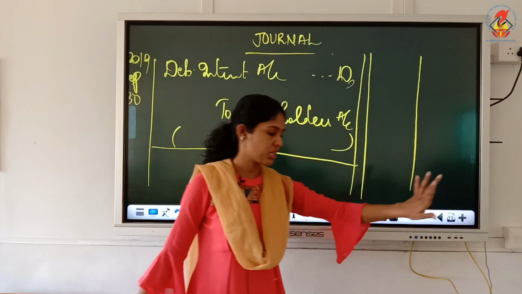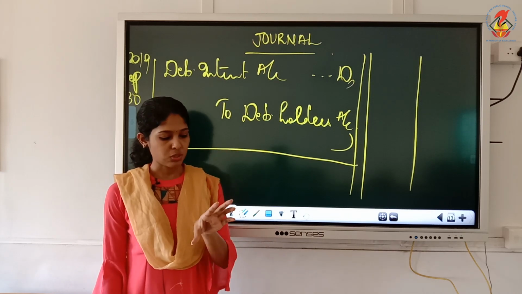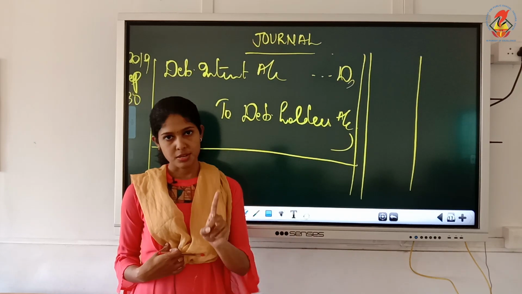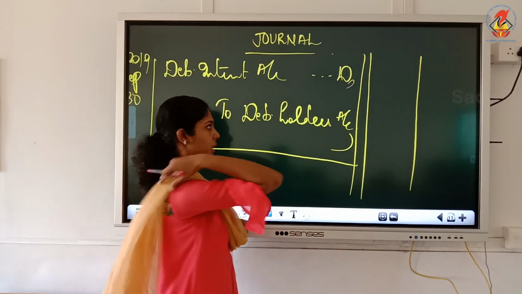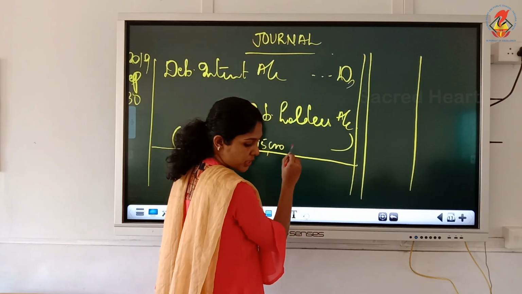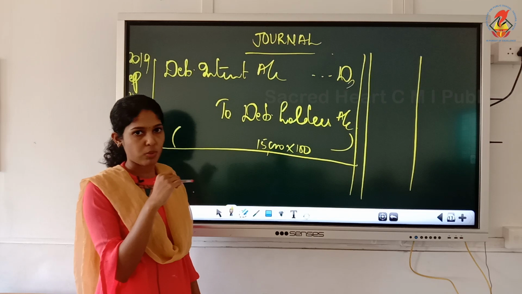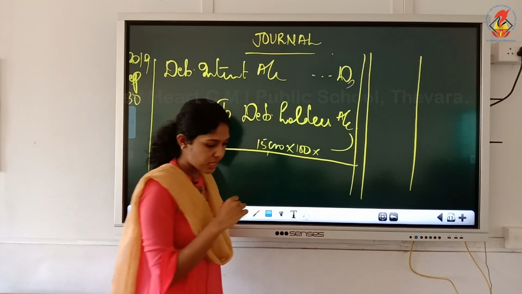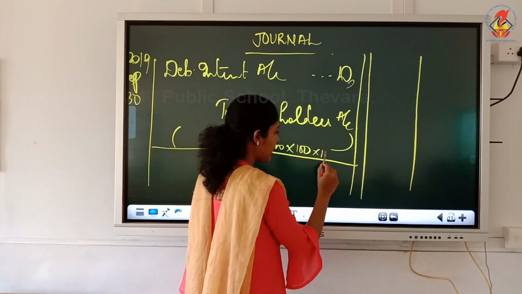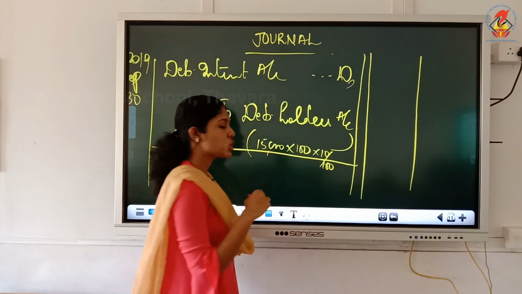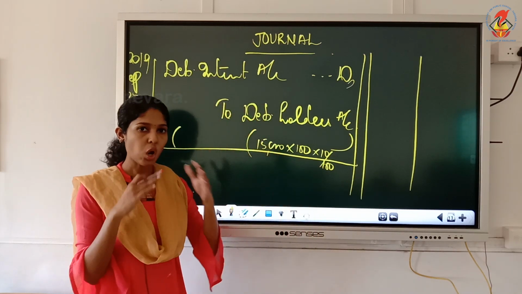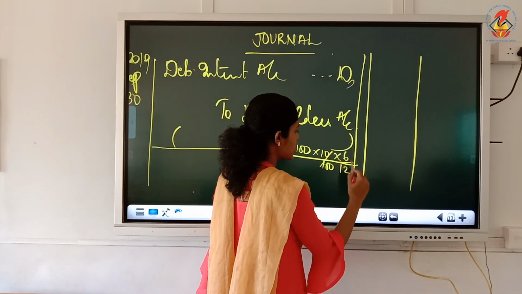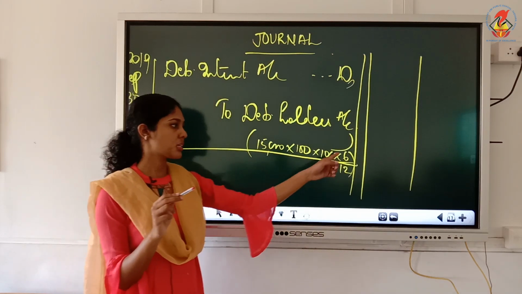So in this question, what is the total face value? Par value is 100, isn't it? So the face value of one debenture is 100. We need to consider the total face value. That means 15,000 debentures into 100. This is the total face value, 15 lakhs. On this, you are considering the interest rate of 10%. The calculation is not over because we are not going to make the payment for 1 year. We are just doing it for 6 months now, since it is half yearly. So you must consider the period 6/12.